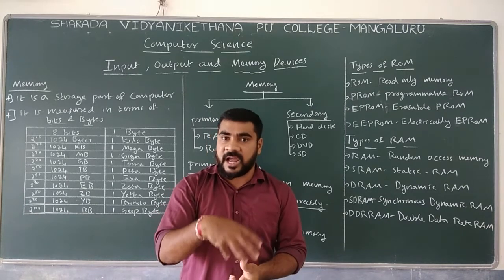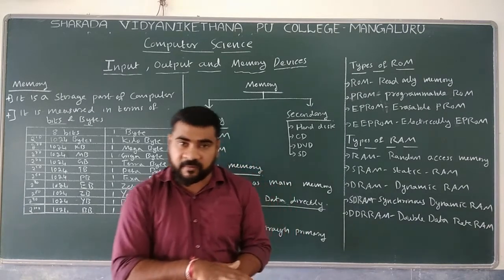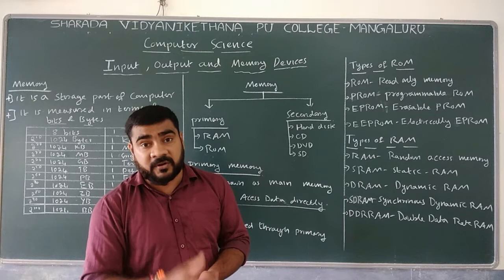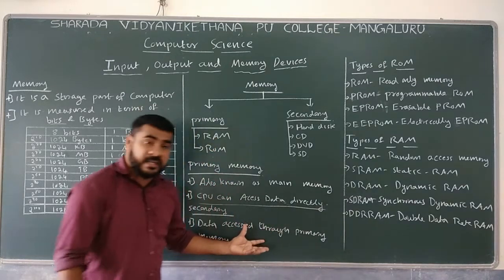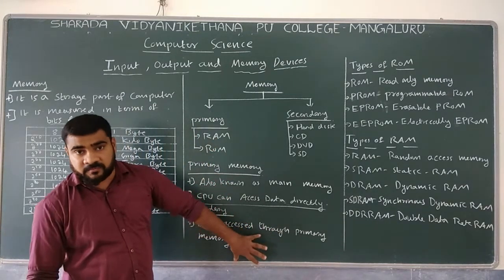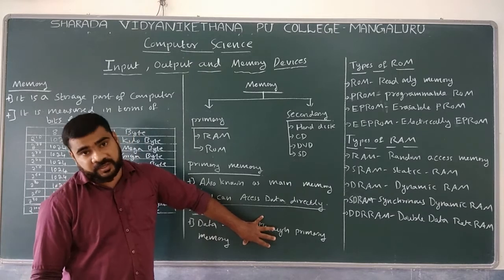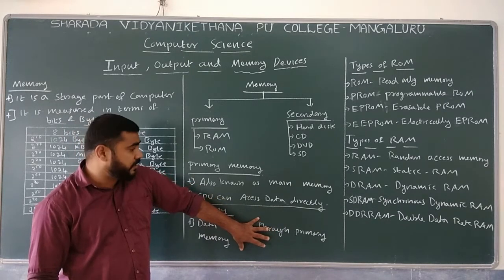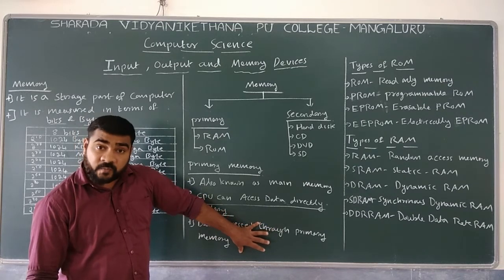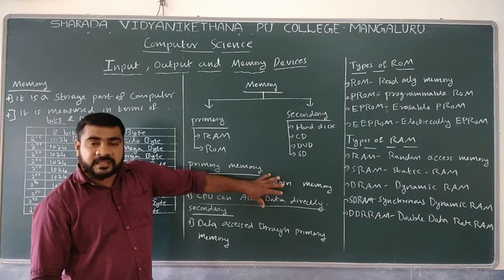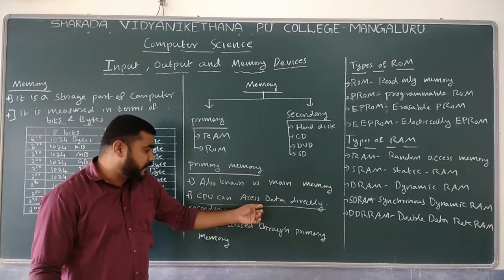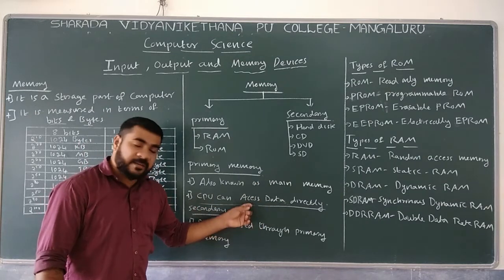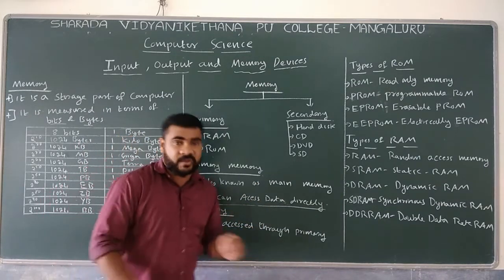Secondary memory is always slow because we access the secondary storage device through the primary storage. Through the primary storage, we access the secondary storage. That's why it is slow. But the primary memory is accessed directly by the CPU. That is the main difference between primary and secondary storage.